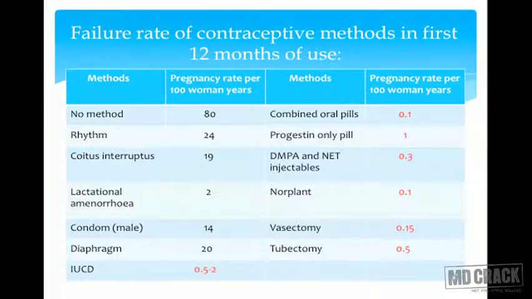Rhythm method has 24, or highest is in no method use. Rhythm method has 24. Coitus interruptus has 19. Lactational amenorrhea 2. Barrier method, condom has 14 as a failure rate. And permanent method has 0.1 to 0.5.